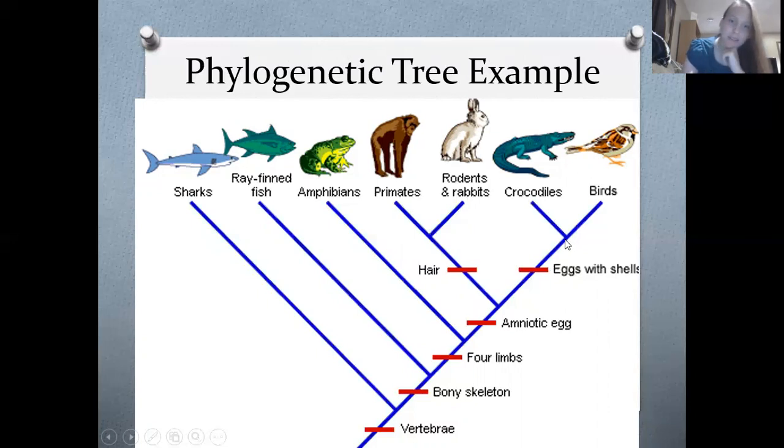So based on this, you can see, for instance, that crocodiles and birds are fairly closely related because they branched off fairly recently. Rodents and primates are generally more closely related, compared to, say, a crocodile and an amphibian, which would be much more distant on this tree.